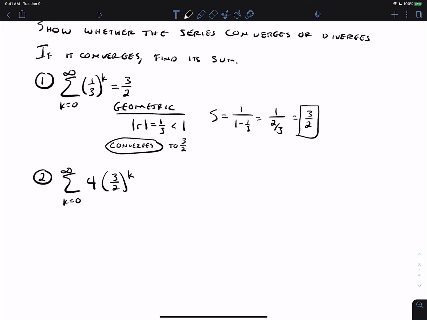Okay, so if we have the sum k equals 0 to infinity of 4 times 3/2 to the k, again, we can say this is geometric. It's clear that it is because it's in the form A R to the k. What's important is that the absolute value of R is 3/2, which is greater than 1. So the series diverges. You can calculate A over 1 minus R, but it would not mean anything for this series.